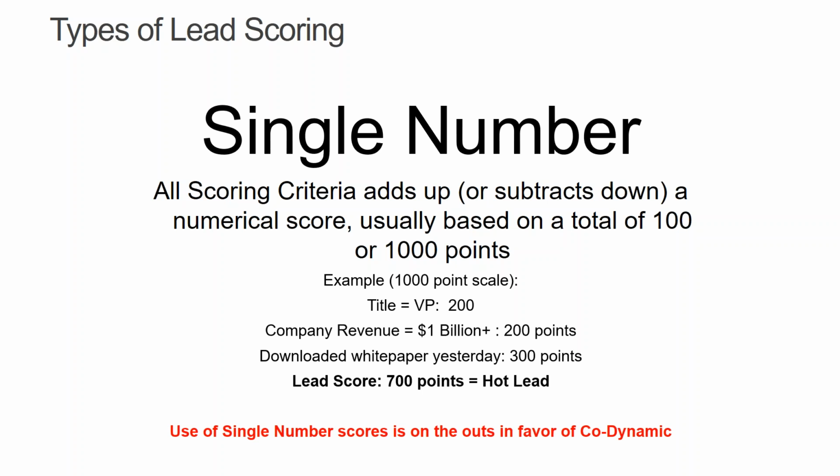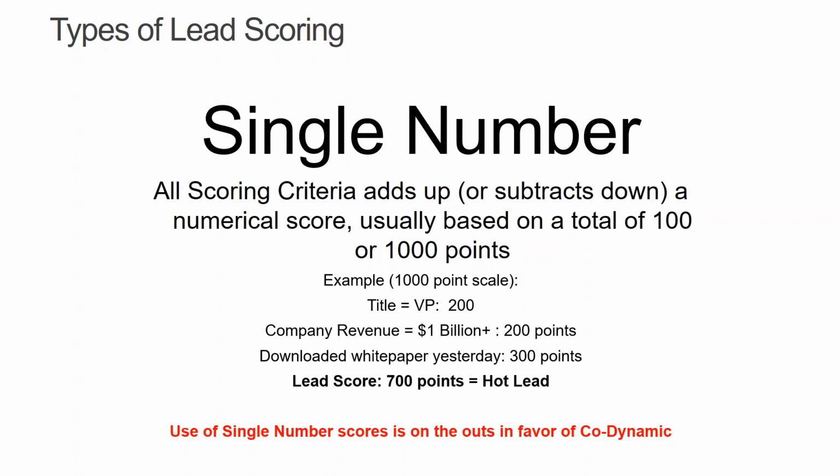As I note here, the use of these scores is really on the outs, and people are going to a co-dynamic scoring model where you're separating out the engagement score. So, did they download a white paper, or did they attend one of my webinars or something like that? And you're separating that from, well, who are they? Are they the right person? Are they the actual decision maker and the person who's going to sign the check when I make the sale with them at the end of the day?